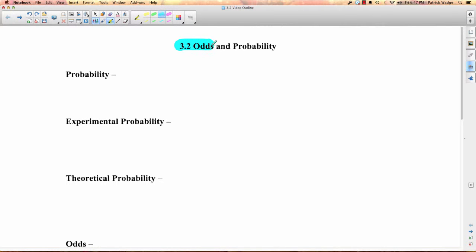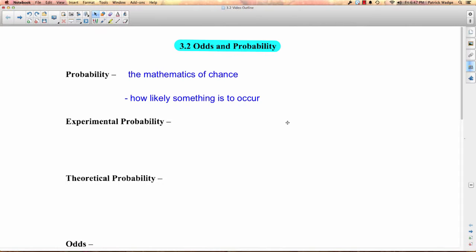3.2 is on odds and probability. And probability we've already talked about. I'll just remind you from before. I don't know why I've written it again. I apologize. Probability is the mathematics of chance. It's how likely something is to occur.